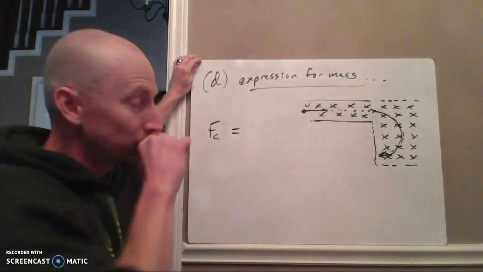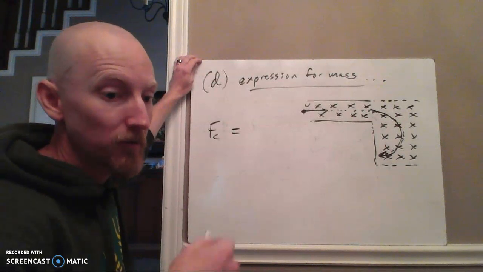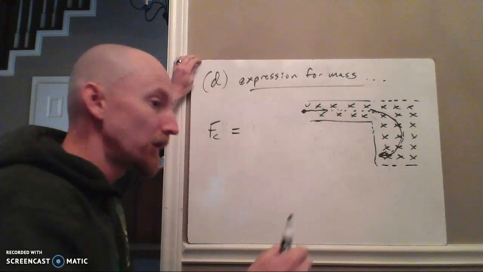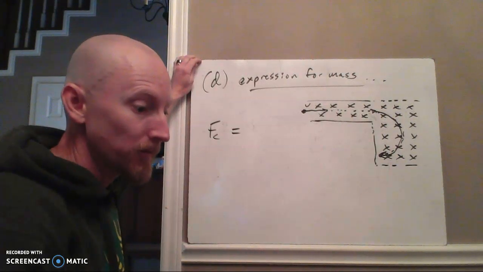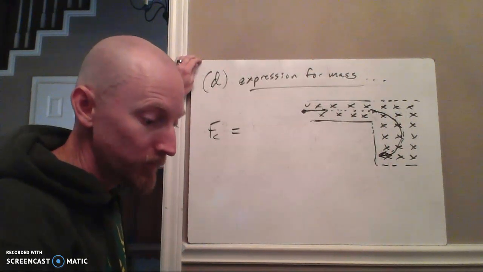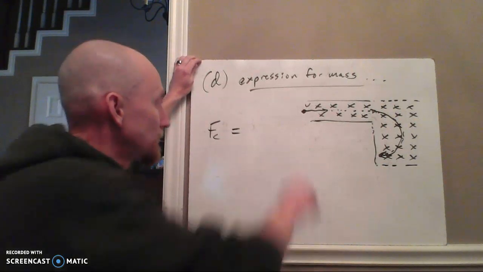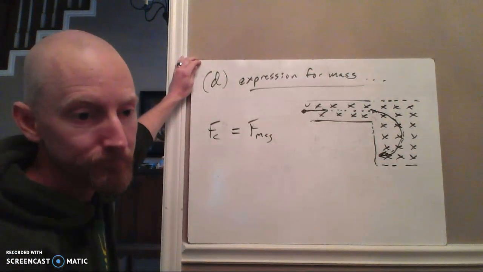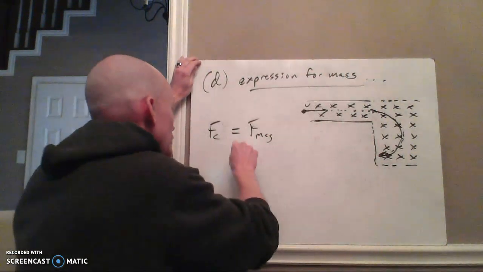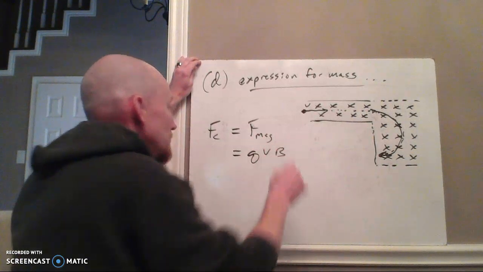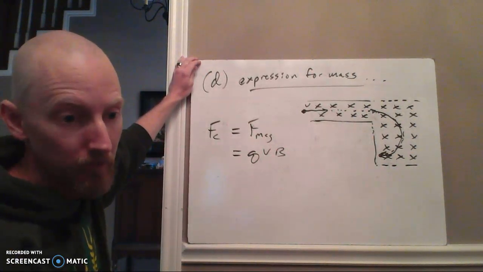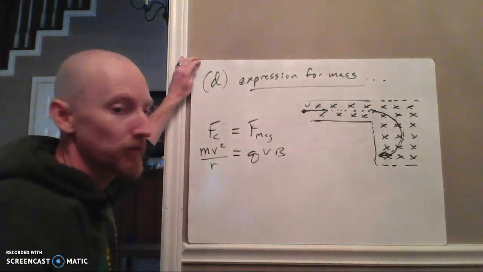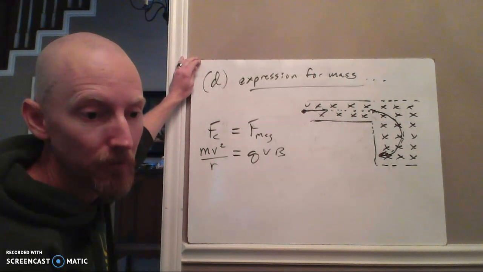And in this case, centripetal force is always caused by something. Like if you turn your car, your car only turns because of that force between the tires and the ground, which is called friction. In this case, it's being turned because of a magnetic force. Okay, and of course magnetic force we just saw was QVB. Centripetal force, you're going to have to look that up. mv squared over r. Okay, so those are your two forces.